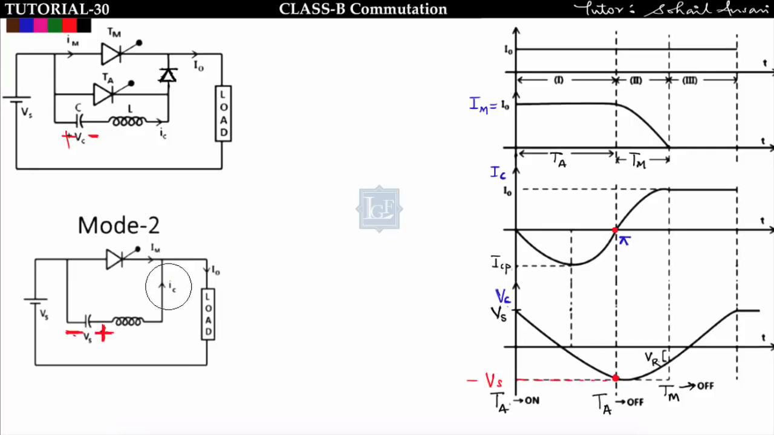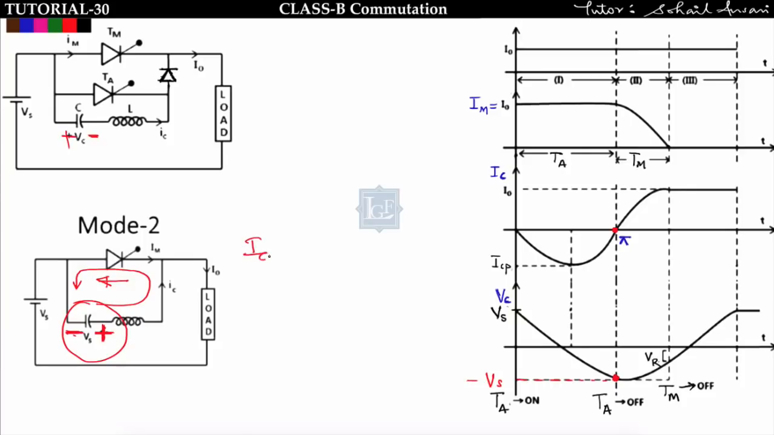Okay, so the moment this diode starts conducting, this capacitor will again discharge through L as well as this diode as well as this thyristor. So you can see that the current across this thyristor because of this capacitor is from right to left, that is opposite to the main current. So in mode 2, again this capacitor will discharge through L, diode and the main SCR in the anti-clockwise direction, and it will give energy to this inductor.